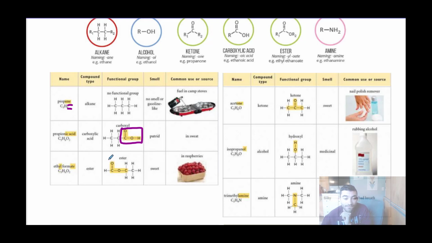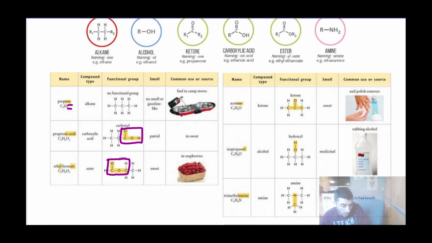Esters are very close in terms of what their functional group looks like, so we have to be careful comparing it to carboxylic acids. We'll get those confused. Those molecules tend to smell sweet. They have 2 parts to their name. The first part ends in yl, and the second part ends in ate. And we'll recognize an ester functional group.